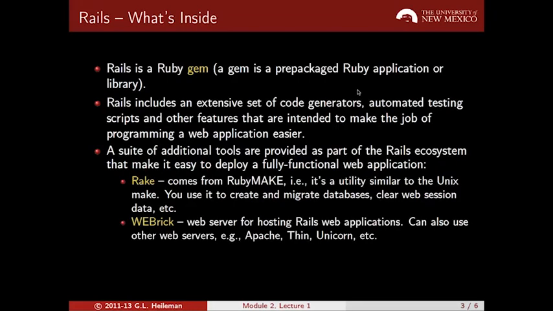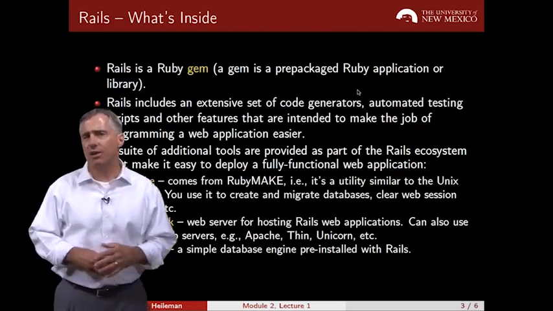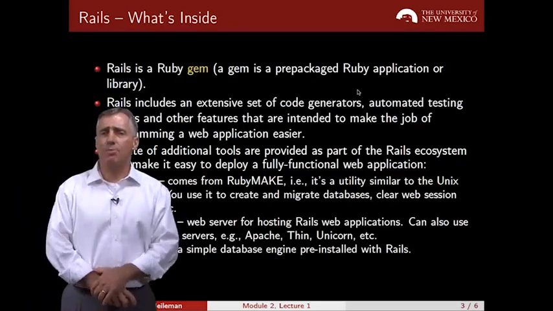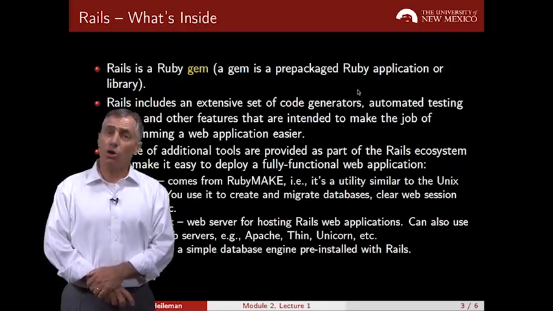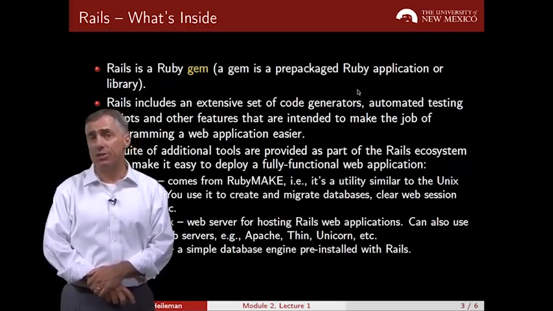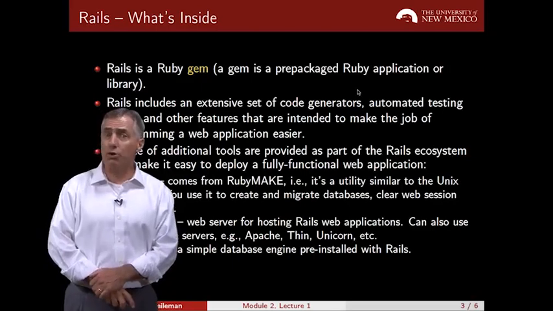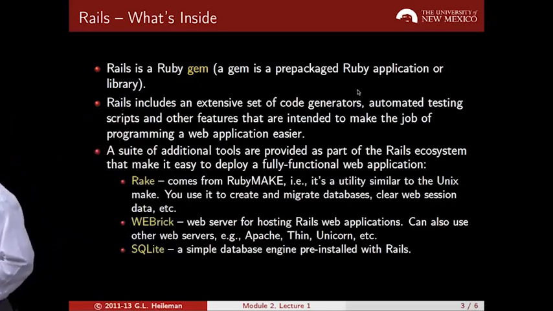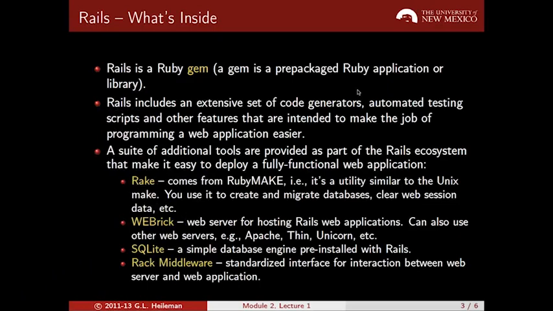It comes with a web server called WEBrick. It has built-in SQLite database support, and SQLite is a very simple database system that's file-based. It is not an industrial-strength database, but it's perfect for development. When you go to deploy a web application, you'll typically use something like MySQL or a Postgres production database. And then it has Rack middleware. These are just standardized interfaces for interacting between your web server and the web application.